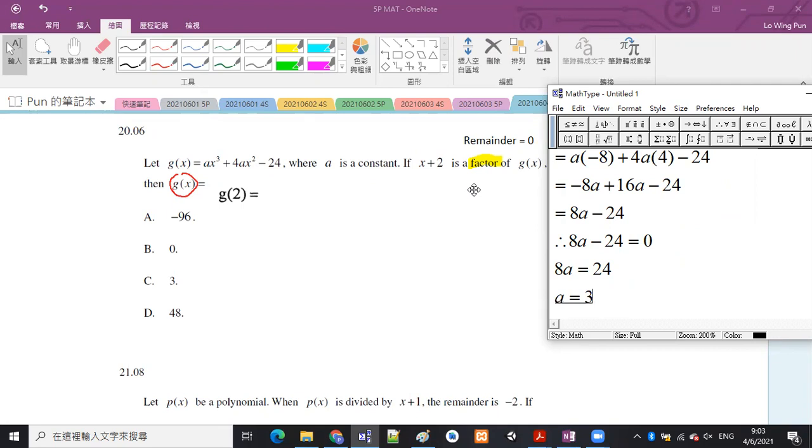This one, just write down. So in case sometimes later you want to do revision, then at least you have something to revise.